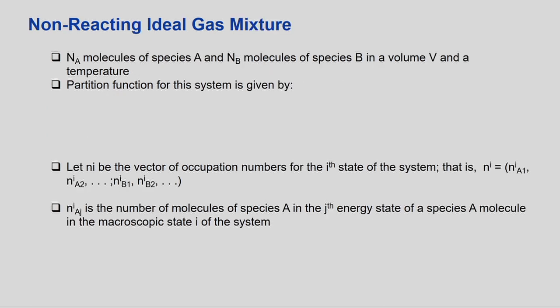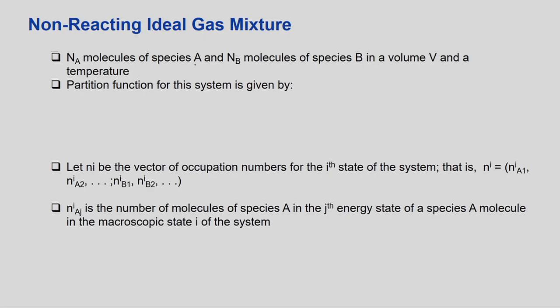So let us first take the simplest system, a non-reacting ideal gas mixture consisting of molecules A and B. Suppose there are NA molecules of species A and NB molecules of species B in a constrained volume V and temperature T. The partition function for such a system is given by, so this we know already, I am just writing it again, Q of NA, NB, V, T.